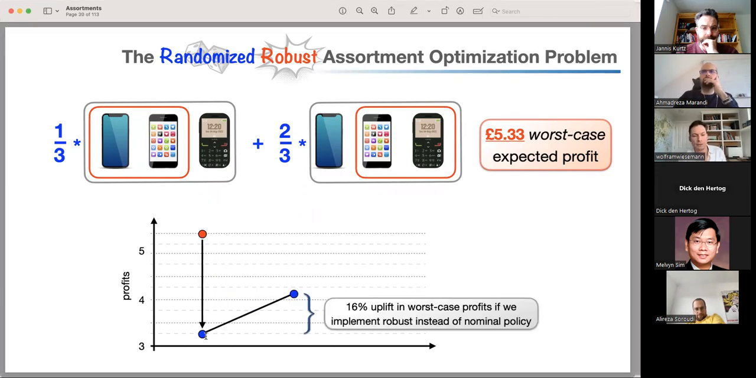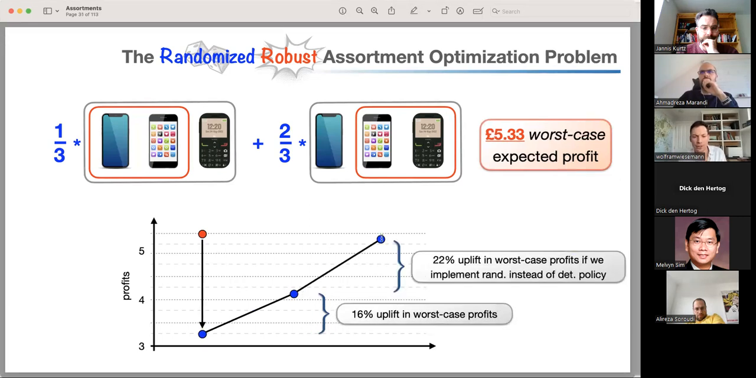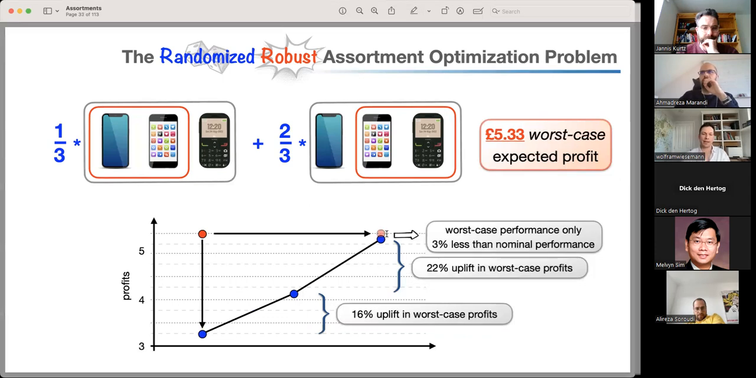We can recover about 15% of these revenue losses or profit losses by going over to a deterministic robust optimization problem. But at least in this example, we can capture another 20% of lost profits if we go over to a randomized strategy. And in this case, we end up with a randomized assortment strategy that only loses 3% of profits when we go over from the expected case or the nominal case to the worst possible case over the uncertainty set that we have chosen.